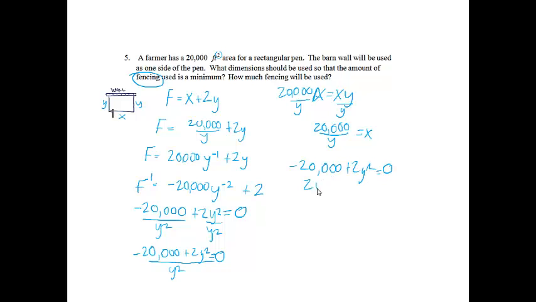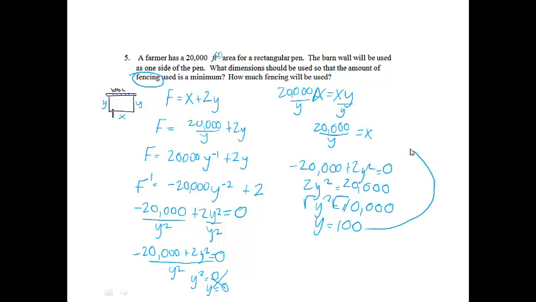I'm going to add 20,000 to both sides, so I'll get 2y squared equals 20,000. I'll now divide by 2, so I'll get y squared equals 10,000. And then I will take the square root, and if I do that, I get y equals 100. If I set the denominator equal to 0, I'd get y squared equals 0 or y equals 0, and it would make no sense to have a fence that didn't have a width. So we can just cross it off. Okay, to get the x value, I'm going to go right back up into this equation right here. So x will equal 20,000 divided by 100, and when I do that, that will give me that x is equal to 200.